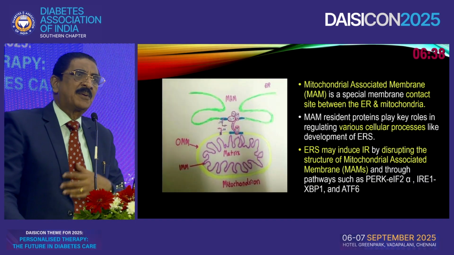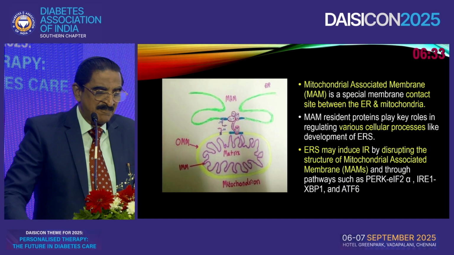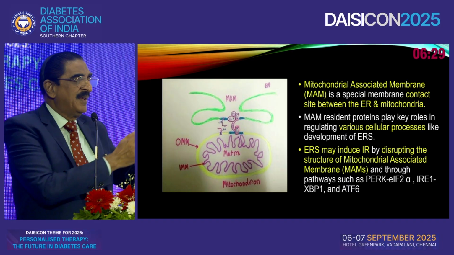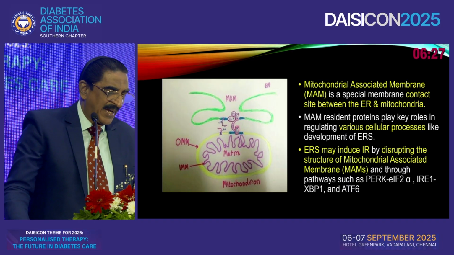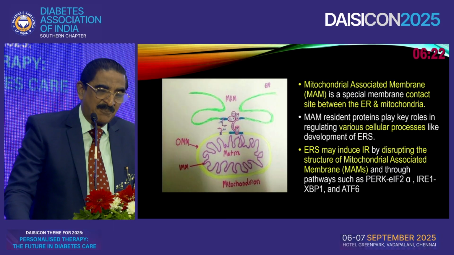One more interesting thing which I came to know recently is this mitochondrial associated membrane. This is a special membrane which has a contact site between endoplasmic reticulum and mitochondria. I have never heard of all these things earlier. While I was preparing for this topic only, I really came to know.